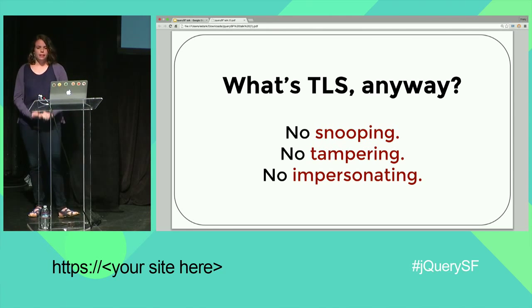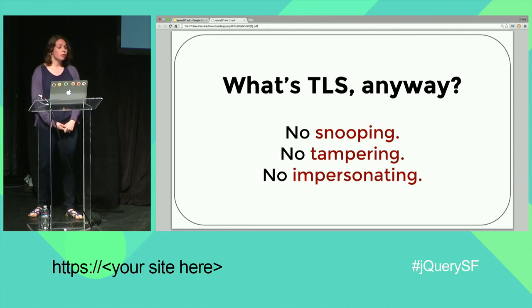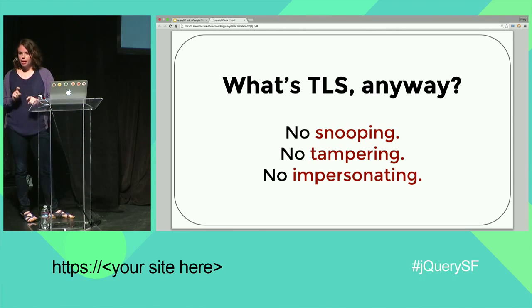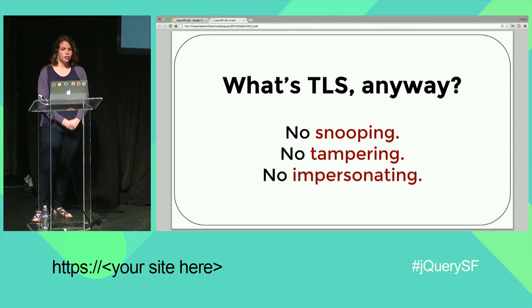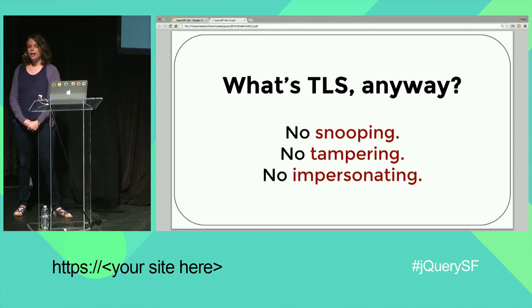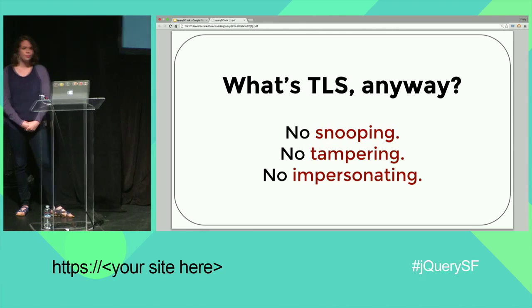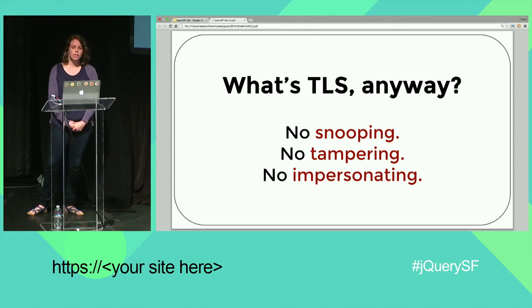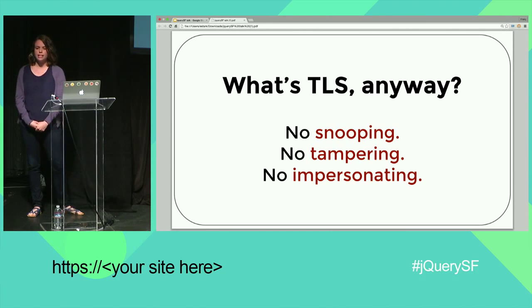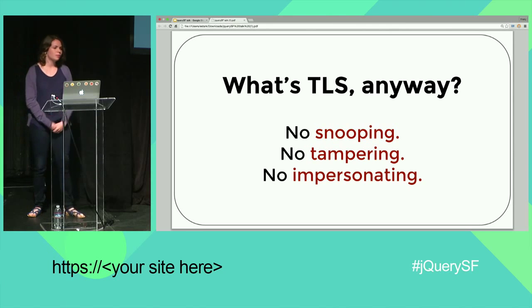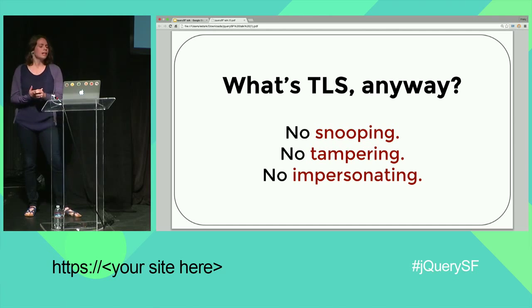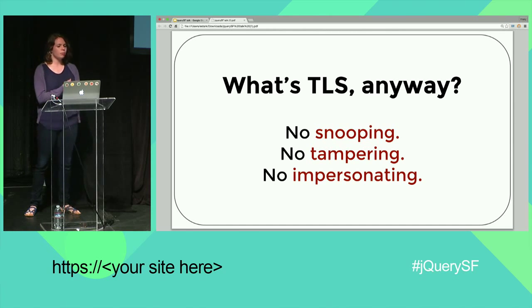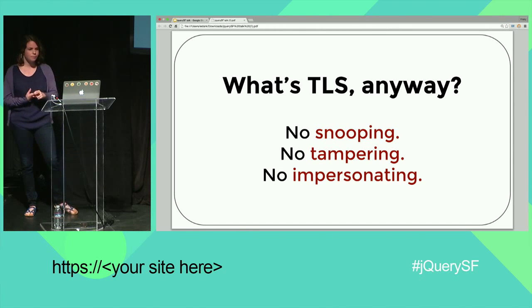The third property that TLS gives you is no impersonating. This means that when you type https google.com into your browser, you know that you're talking to a google.com server and not an attacker who's impersonating Google. And you know this because the server has presented a cryptographic proof of identity, proving that they are the website that you meant to visit. So these are the three properties that TLS gives you: no snooping, no tampering, no impersonating.